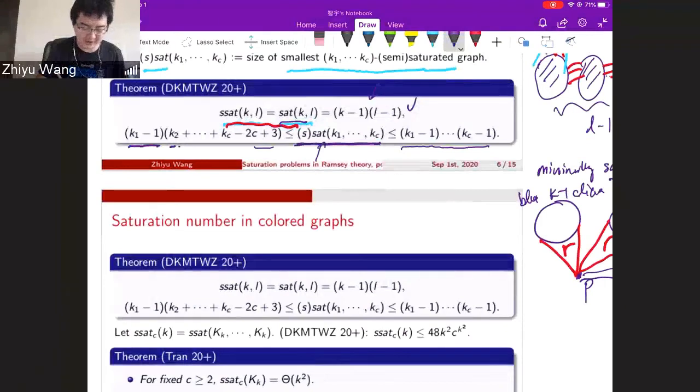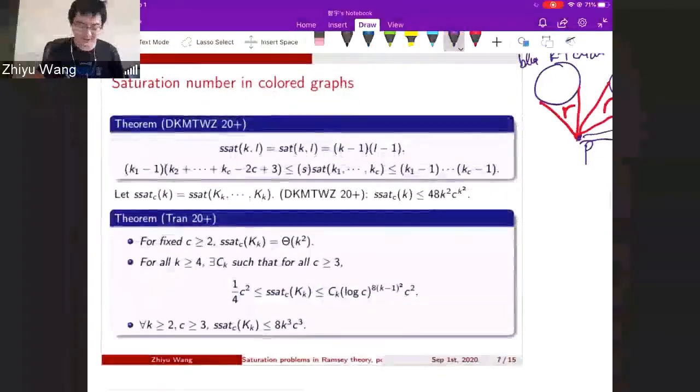Okay, so if we observe it roughly, if we fix a C, the lower bound is roughly k squared, supposing k1 equals k2 equals kc. The upper bound is a polynomial of k, around k to the C.